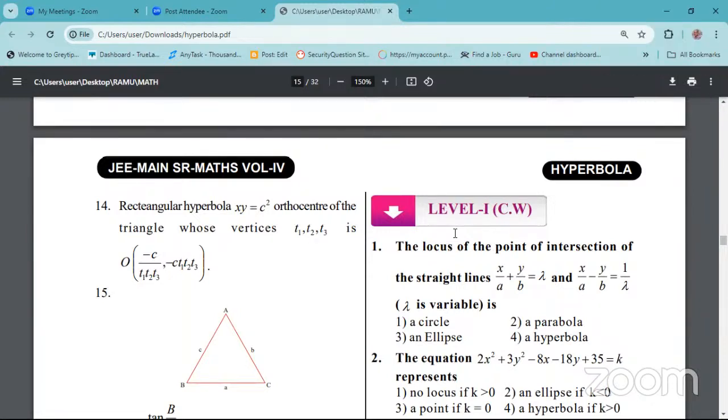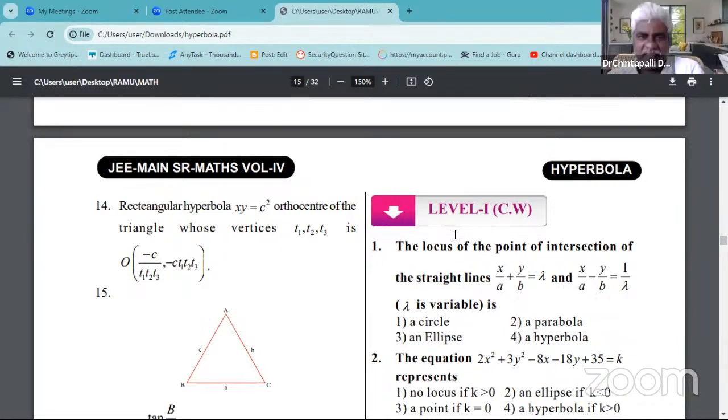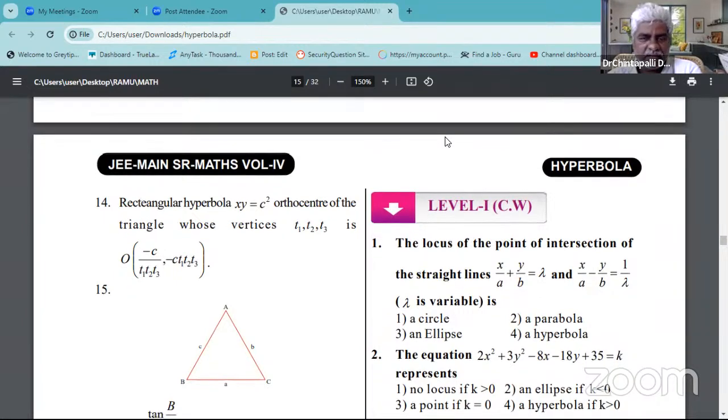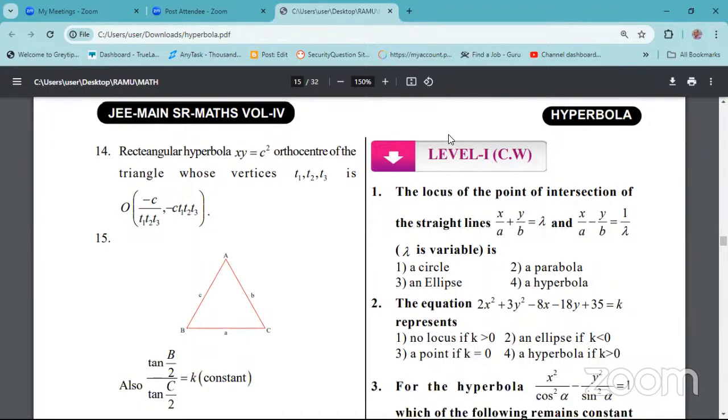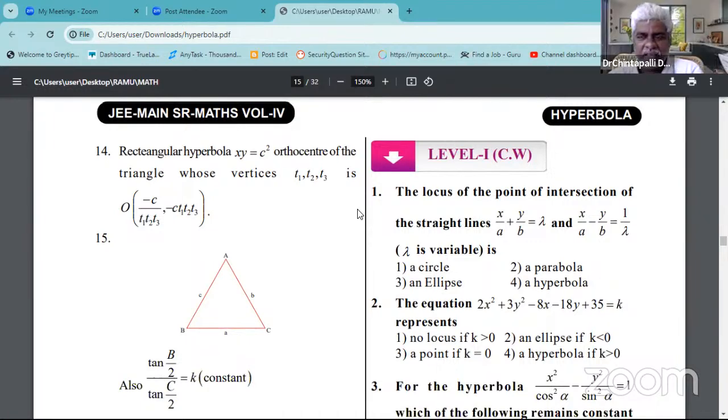What do you mean by story of standard equation? This is the standard derivation, and in general language it is called flashback: how the equation x square by a square minus y square by b square is equal to 1 comes. There are a lot of very useful and interesting things to learn in hyperbola, and there are some special concepts.